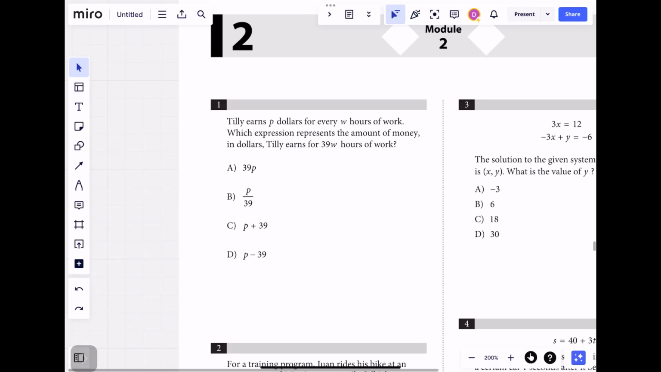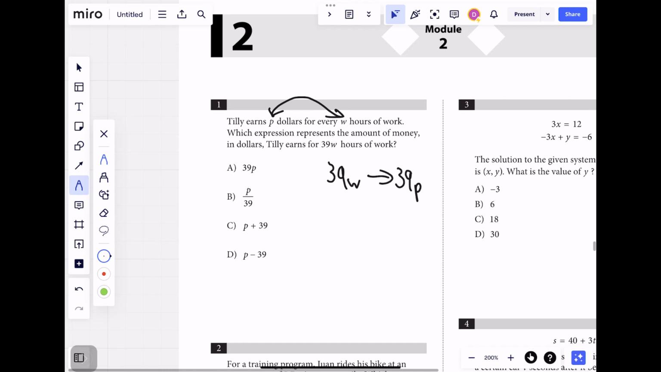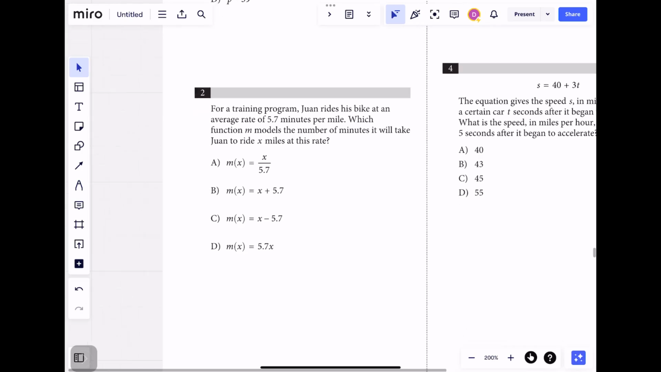Question 1. Tilly earns P dollars for every W hours of work. Which expression represents the amount of money in dollars Tilly earns for 39 W hours of work? So this is just a one-to-one: P dollars goes with W hours of work. So this means that 39 W hours directly correlates with 39 P dollars made. So A is the correct answer.